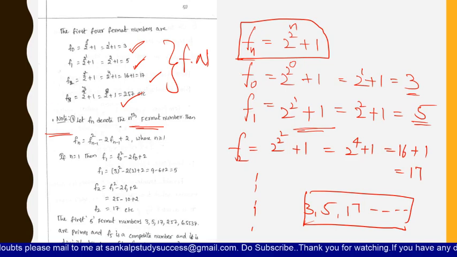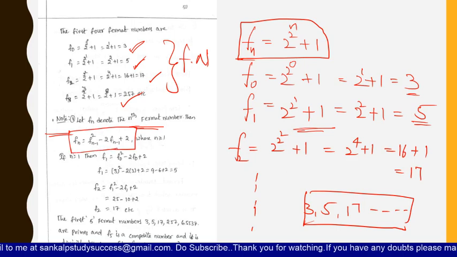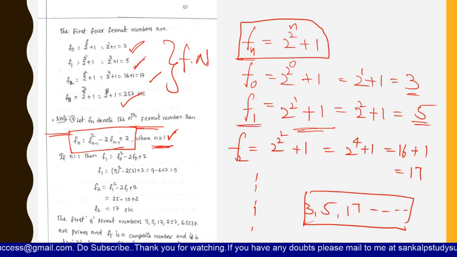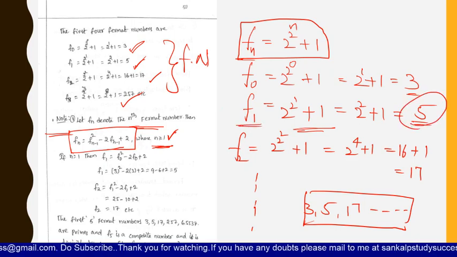Here we can also find the Fermat numbers in this way. Fn is equal to (Fn minus 1) whole square minus 2 times Fn minus 1 plus 2, where n is greater than or equal to 2. This is the condition. By substituting 1, what is F1? The value we got already is 5. So we'll check here whether we are getting 5 or not.